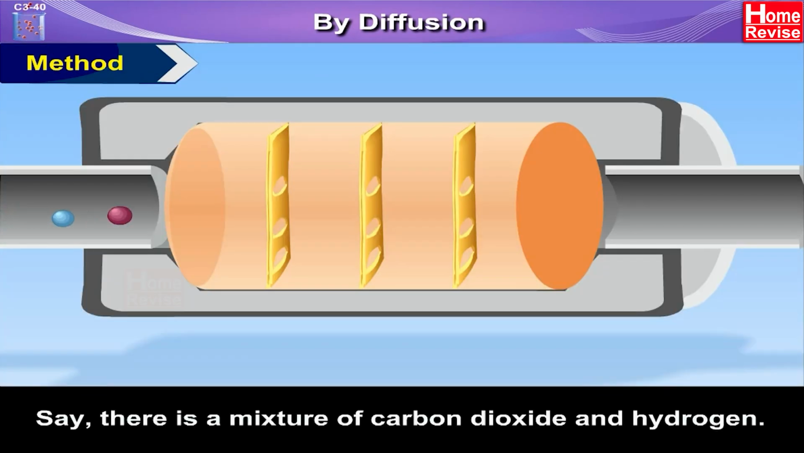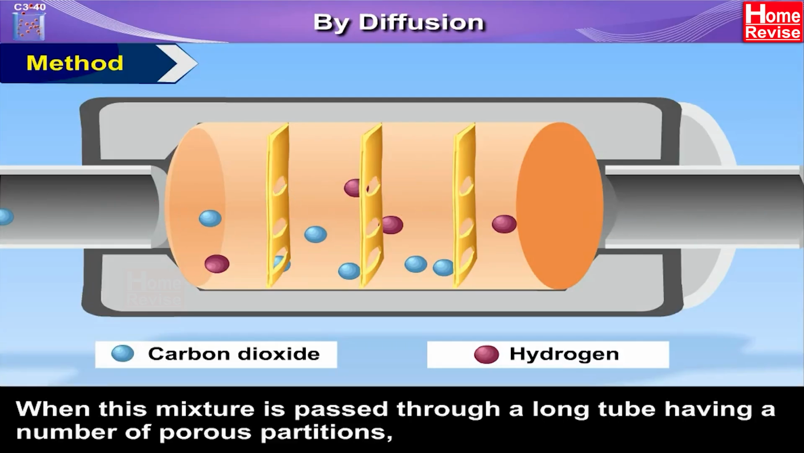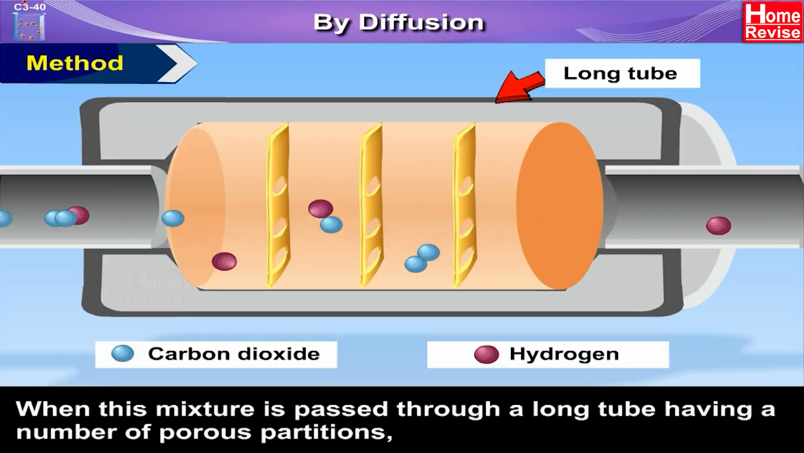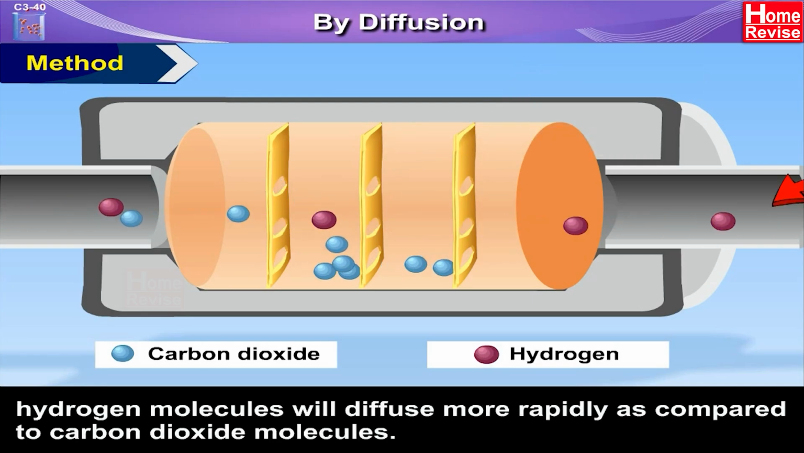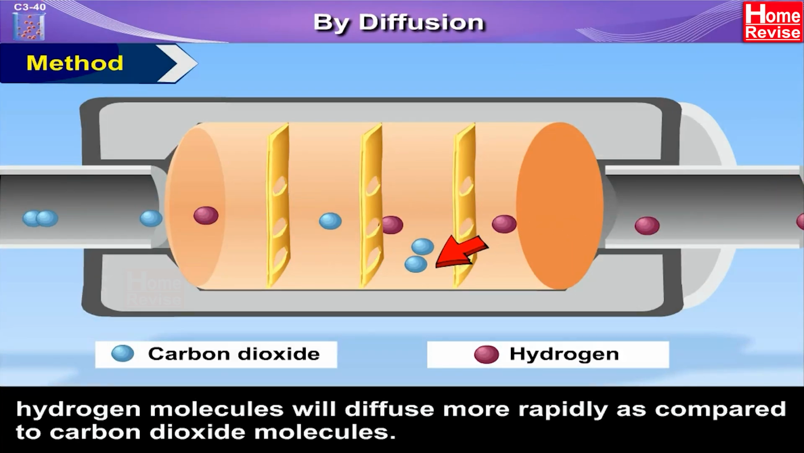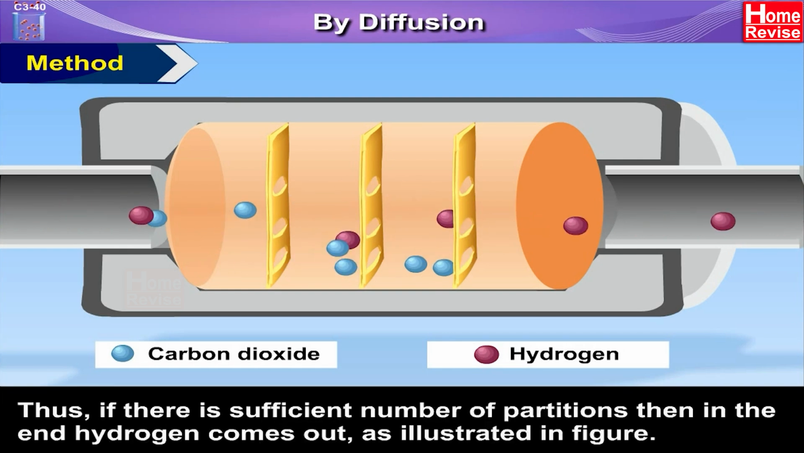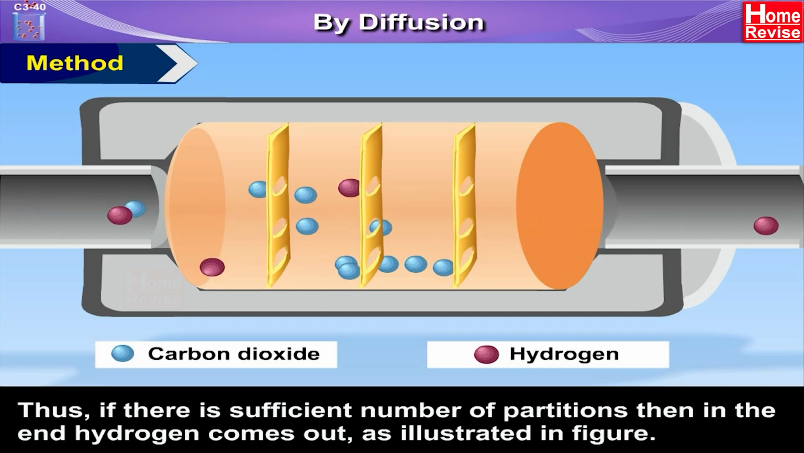Method. Say there is a mixture of carbon dioxide and hydrogen. When this mixture is passed through a long tube having a number of porous partitions, hydrogen molecules will diffuse more rapidly as compared to carbon dioxide molecules. Thus, if there is a sufficient number of partitions, then in the end, hydrogen comes out as illustrated in the figure.